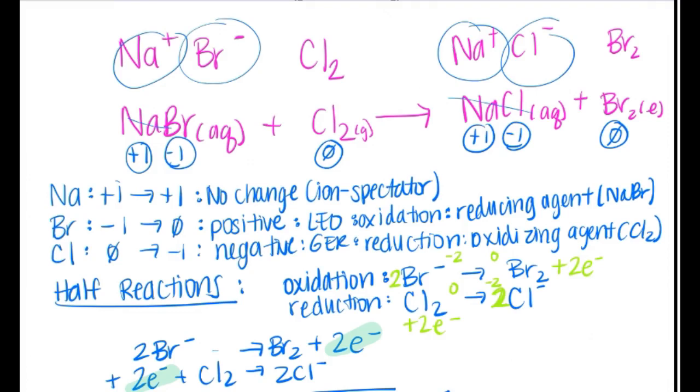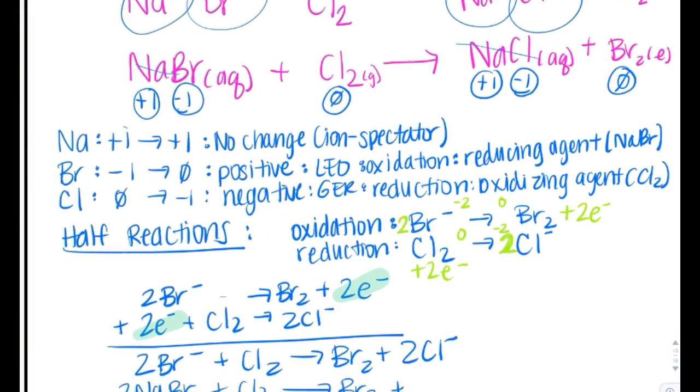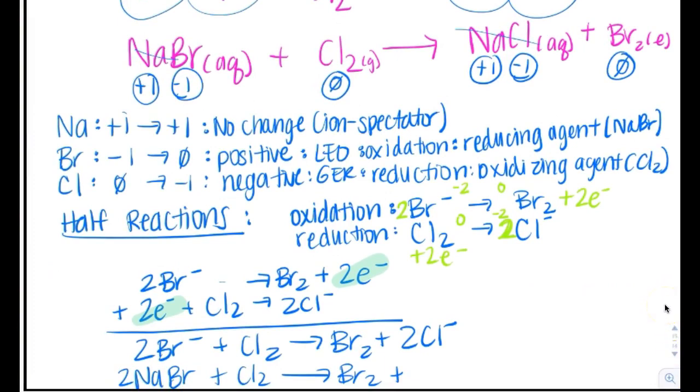If I wanted to throw the sodium back in, I totally could. I could say 2 sodium bromides plus chlorine gives me bromine plus, I'm sorry, you're not seeing this, huh? Let's extend this down. Sorry about that. And so I'm just adding the sodium back in to make 2 sodium chlorides at the end.